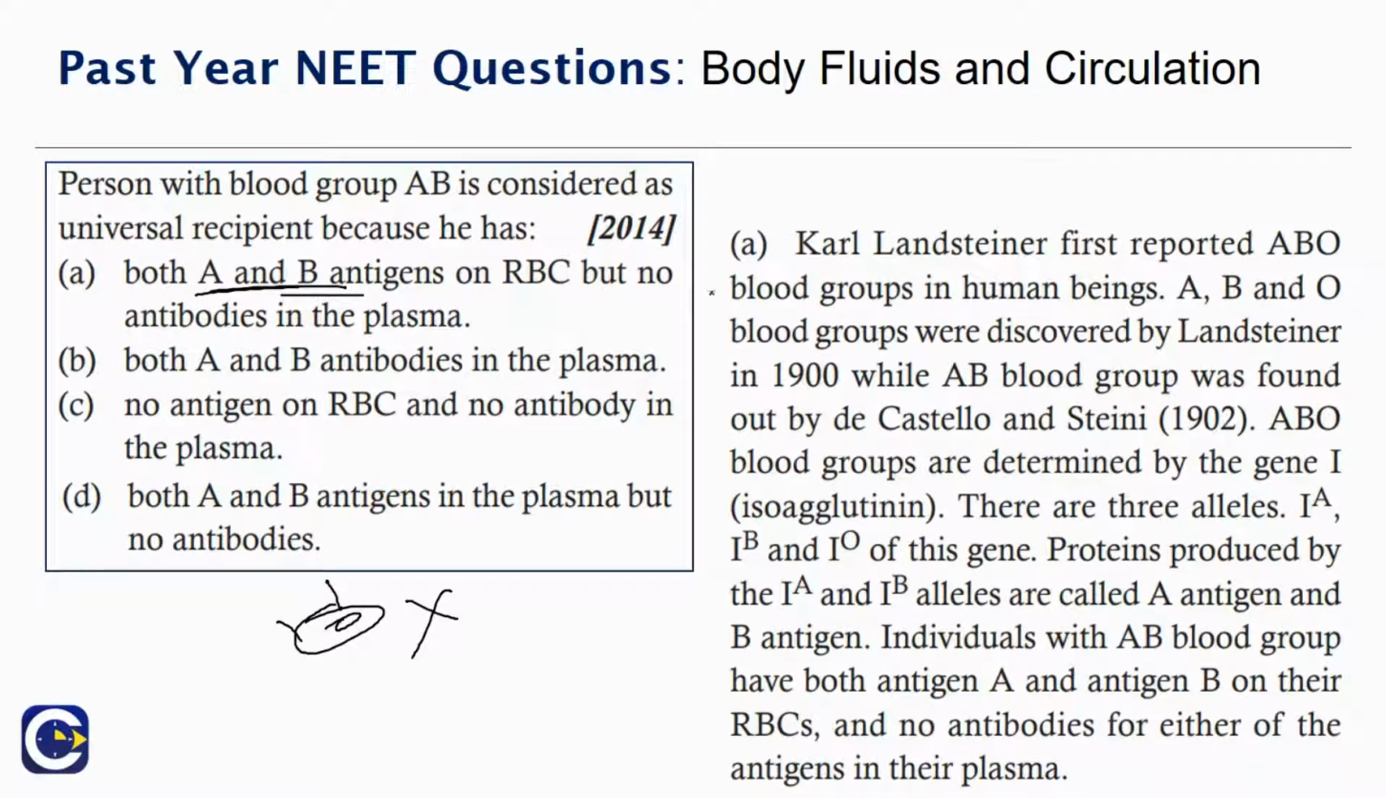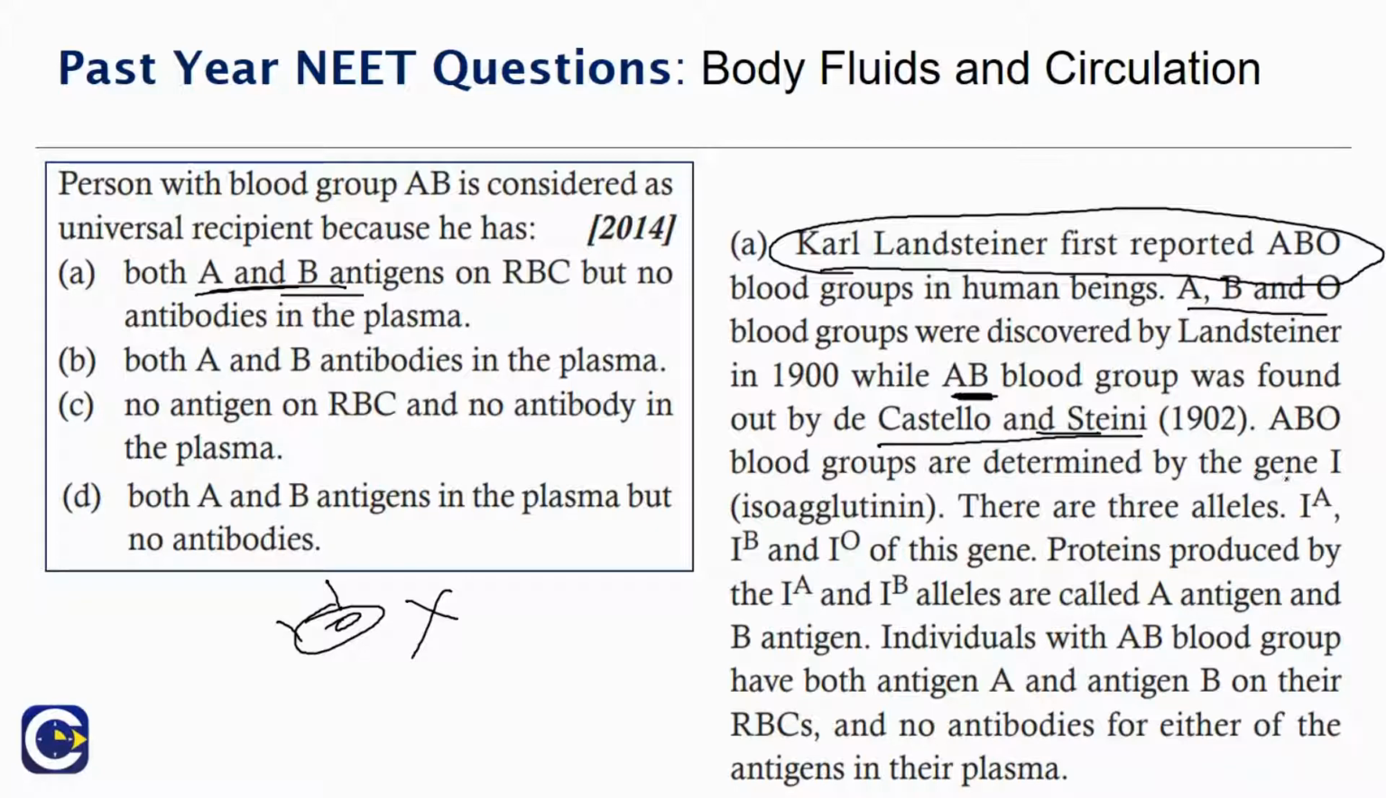So let's read the explanation. Karl Landsteiner was the first person to give the ABO grouping. This can also be a question. So there were A, B and O blood groups. Then Decastello and Sturli found the AB blood group.